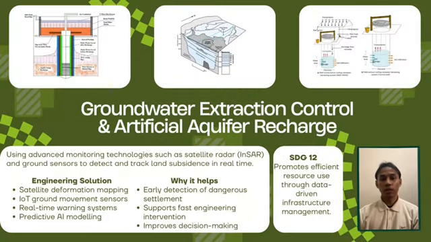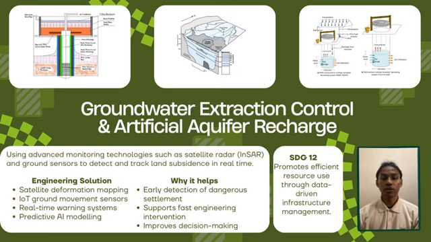Groundwater extraction control and artificial aquifer recharge are important engineering solutions used to reduce ground subsidence in Bangkok. Excessive groundwater pumping lowers underground water pressure, causing soft soil to compress and the ground to sink. To solve this issue, authorities can control groundwater usage and replenish underground water naturally or artificially.